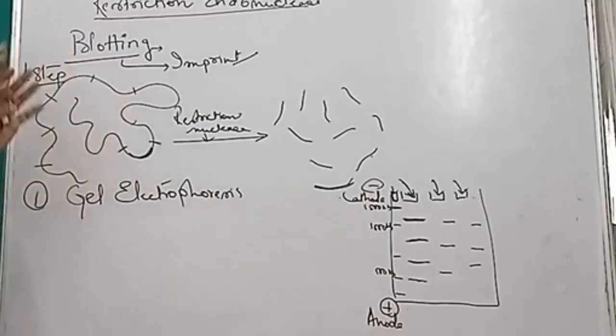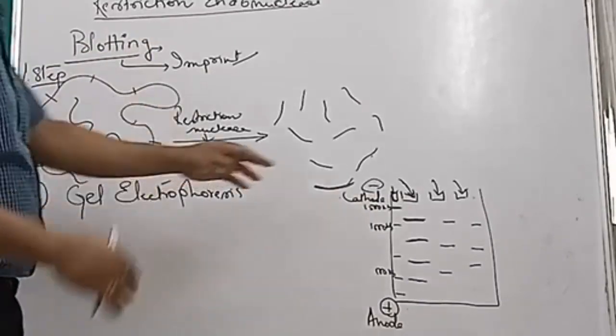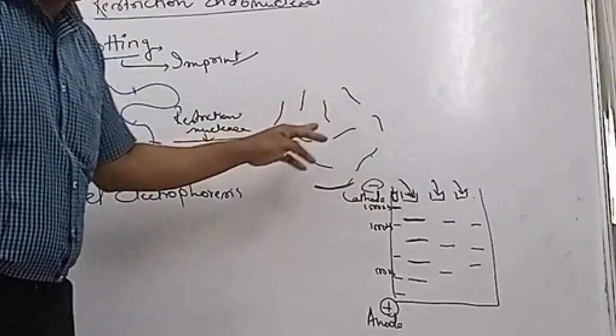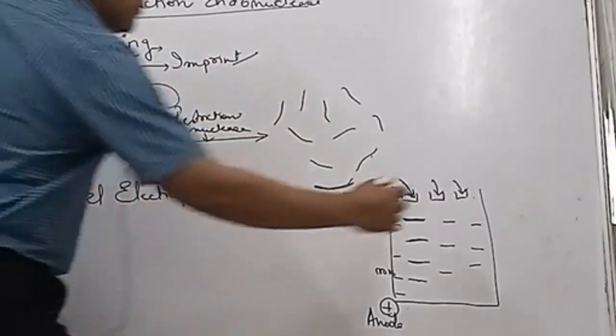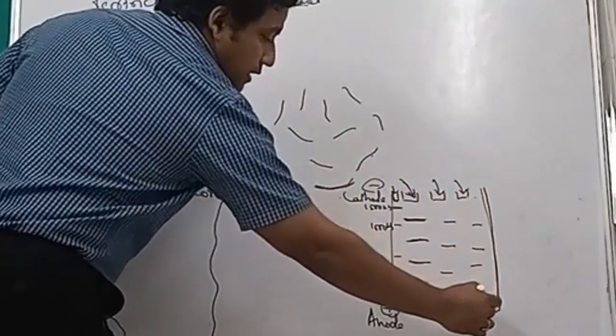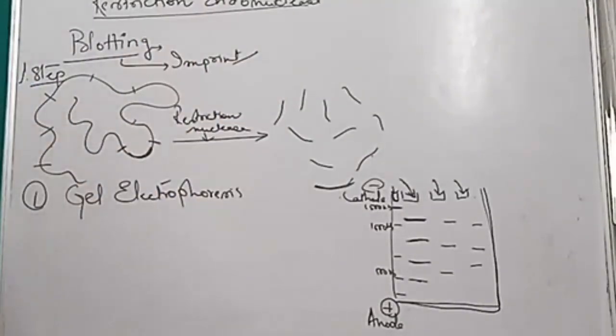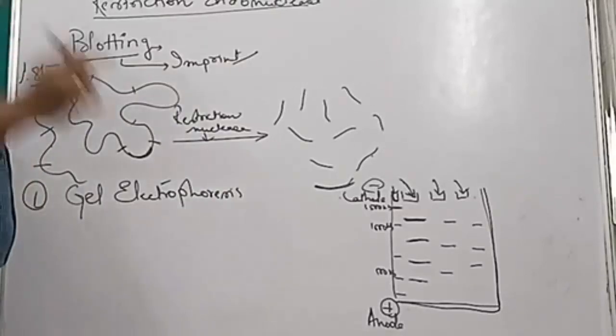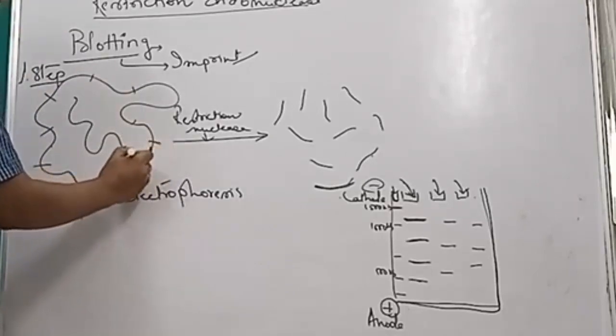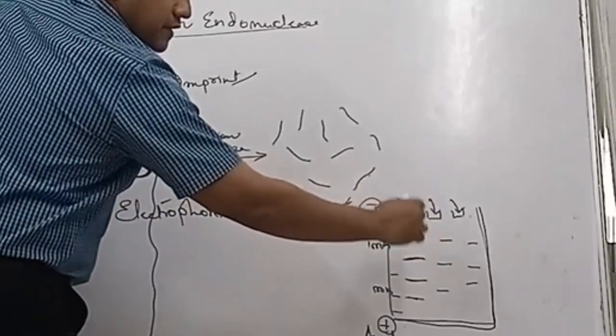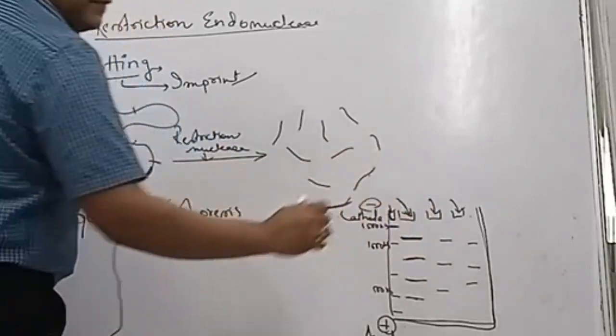Fine. So that we have done: double-stranded DNA cut into smaller pieces by restriction endonuclease, and we are separating the DNA fragments. Once the separation is done, next we have to see, our main motto was to find out the gene of interest. Where does this gene of interest lie? So we have to identify it and isolate it. The next step is step number 3.